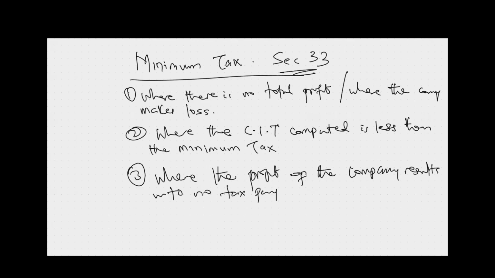So these are the steps. Scenario number one, we said where there is no total profit or the company makes a loss, such a company shall be assessed to tax using minimum tax. Number two, where the company had computed company income tax based on the various criteria, and the company income tax is less than the minimum tax computed, then the minimum tax will be applicable. Number three is that if the company has a profit that results into no tax paying, then the company shall be assessed a minimum tax.